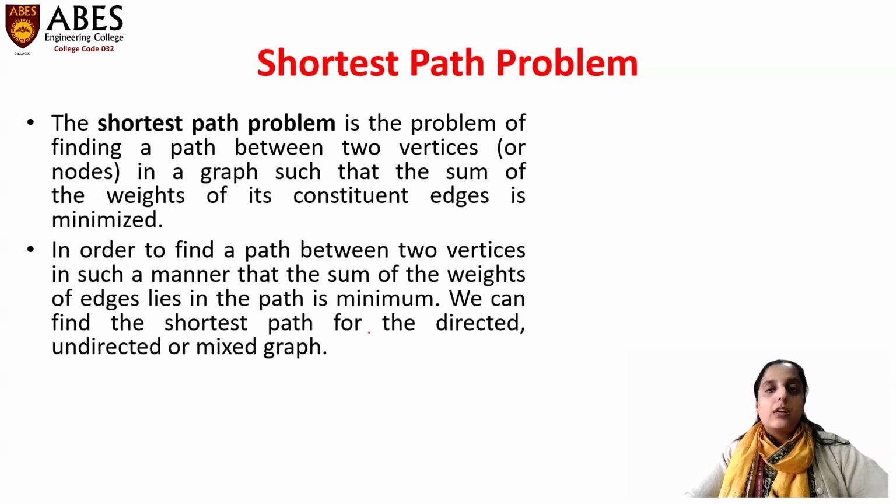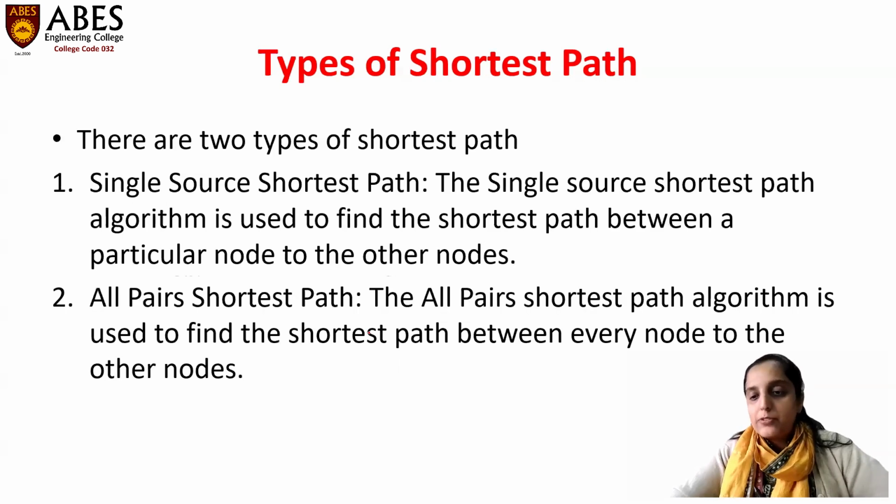Before moving to the example, there are two types of shortest path problem. The first type is single source shortest path, and another one is all pair shortest path. All pair shortest path we're going to cover in unit number 4, that is dynamic programming, and the single source shortest path we're going to cover in this particular unit under greedy approach.